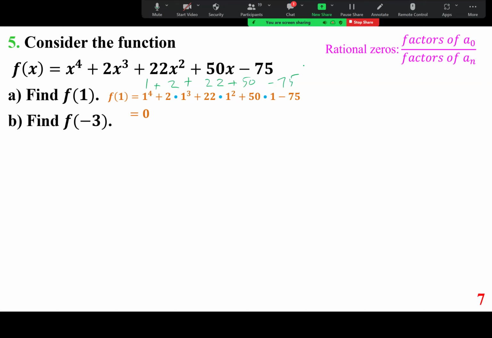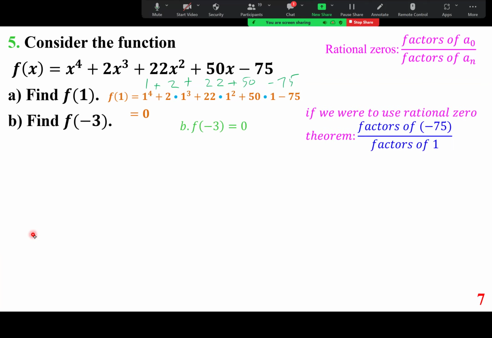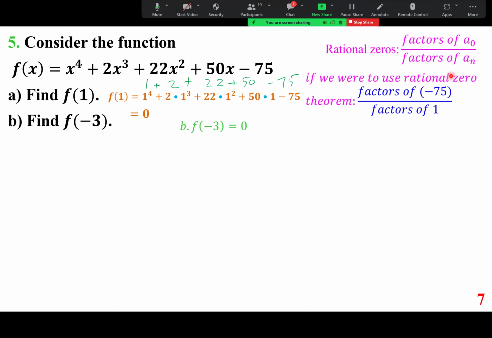F of negative 3, I'll leave it for you to evaluate. That ends up being 0 as well. Now, if we were to use rational zeros, they would be factors of the constant negative 75 over the factors of 1. The factors of 1 are just plus minus 1. So basically the factors of negative 75, plus minus 1, plus minus 3, plus minus 5, plus minus 15, 25, 75. Those are the possible rational zeros.